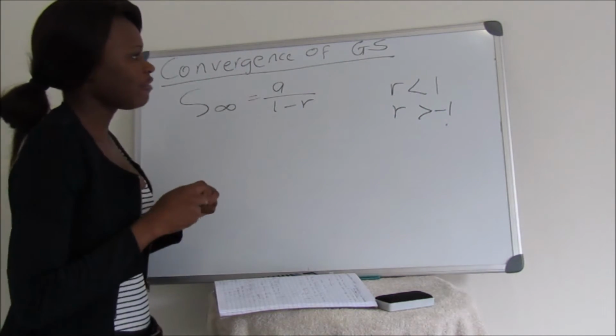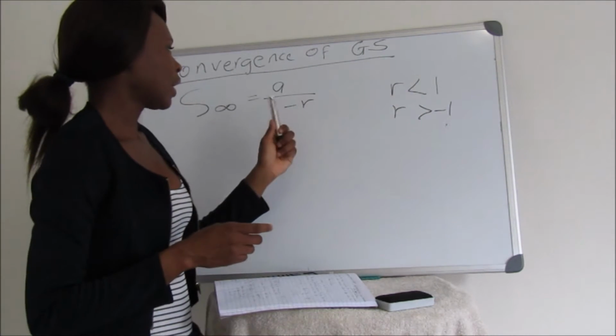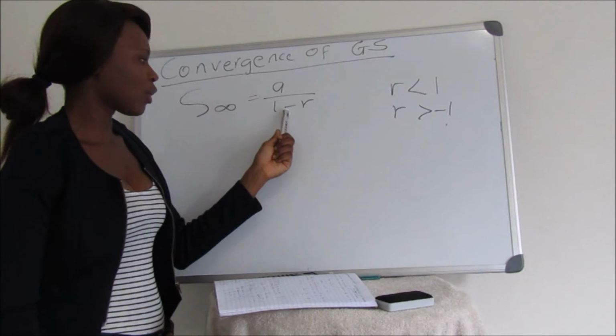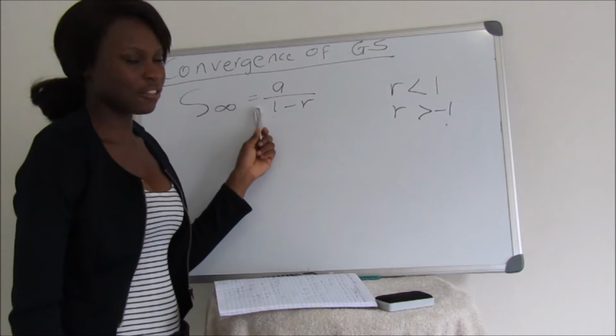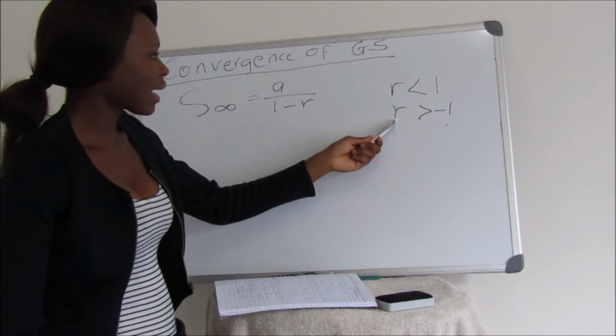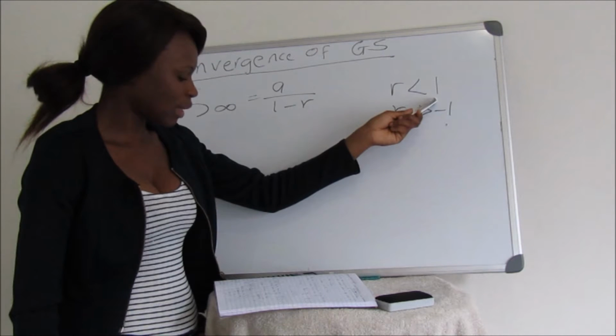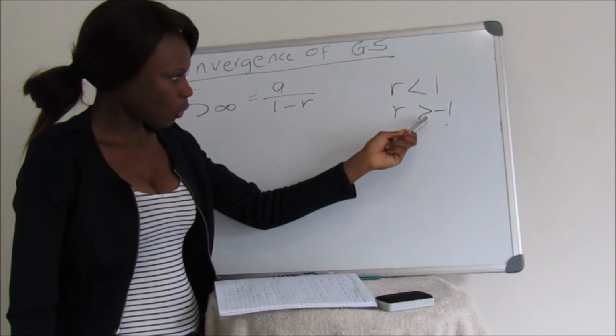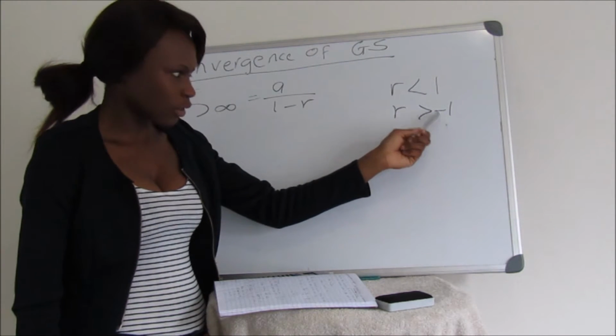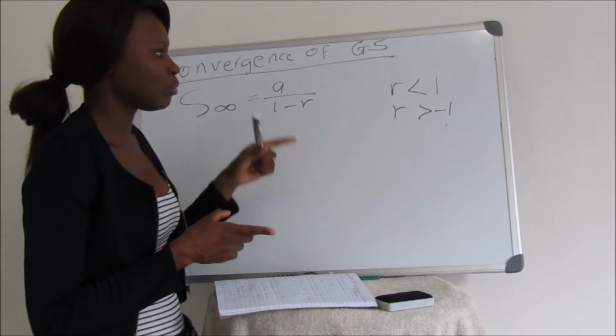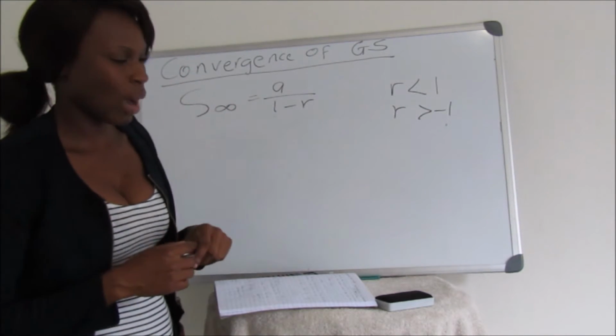If our R is equal to 1, we can't use this equation because the answer will be undefined. Our R should always be less than 1 and greater than -1. So the answer should be between -1 and 1.